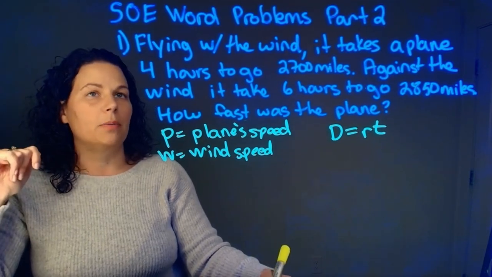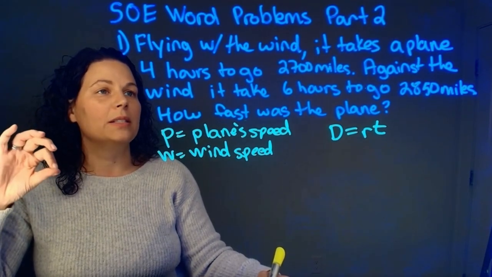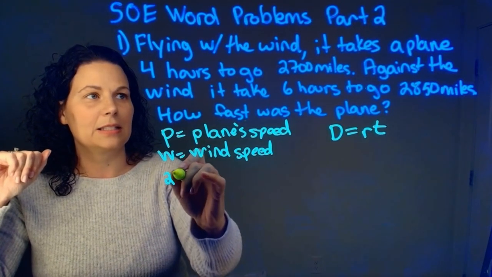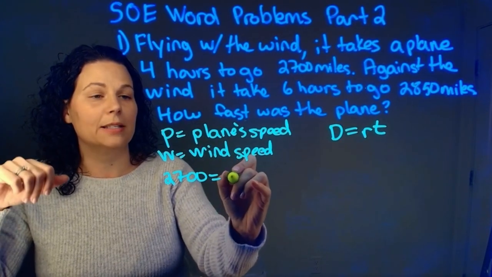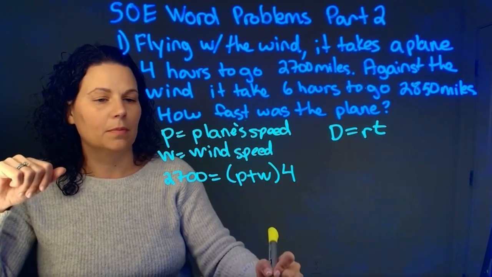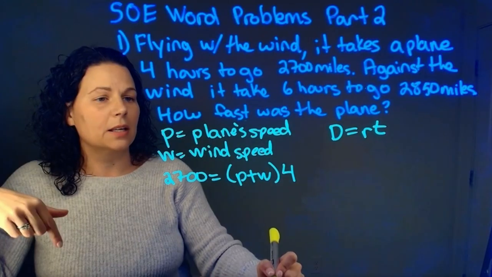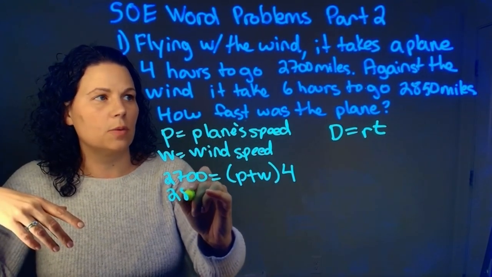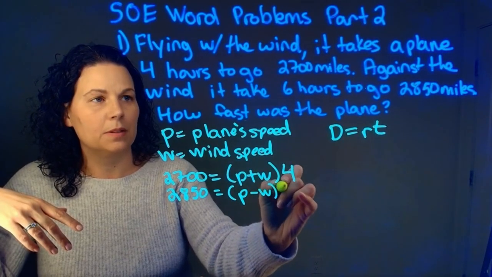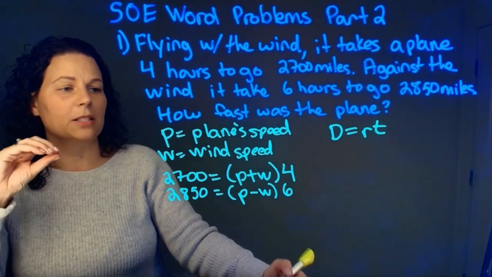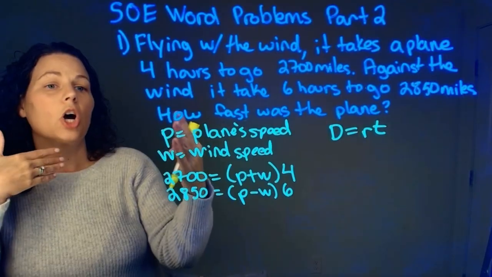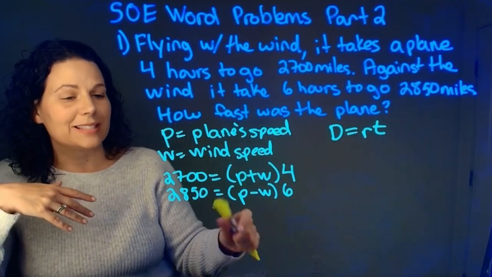So that first sentence says, with the wind, it takes 4 hours, there's our time, to go 2,700 miles. There's our distance. Distance equals rate, which is the plane plus the wind, because it's with the wind, times time. With the second sentence, we get our second equation. 2850 equals P minus W times 6. Because it was the rate, how fast, we had to subtract them because the wind was hurting the plane. It was slowing it down. So that took 6 hours.